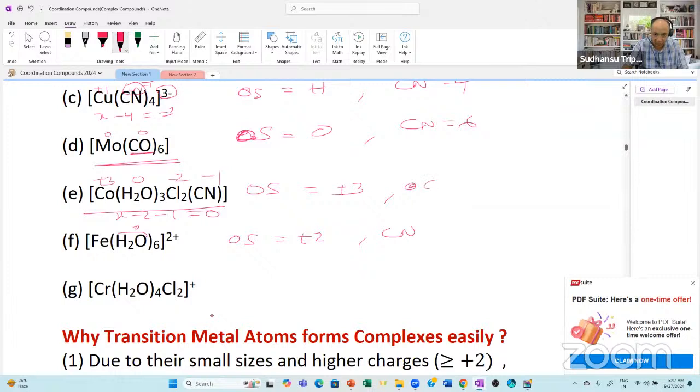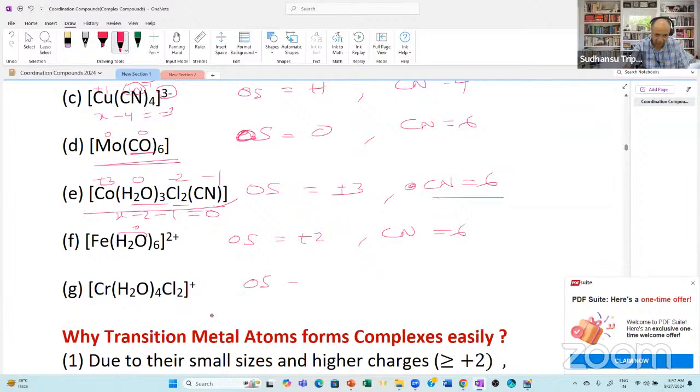What is the coordination number of the previous example? 6, because there are 3 water, 2 chloride ions, and 1 cyanide ion. So the number of linkages will be 6, so the coordination number is 6. And here it will be 6.